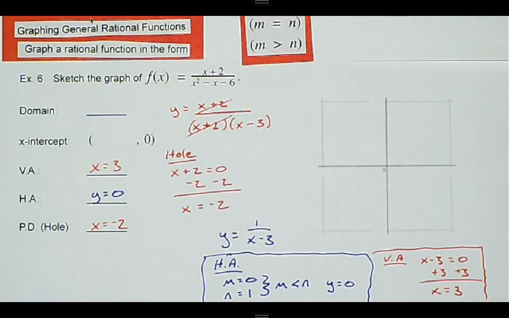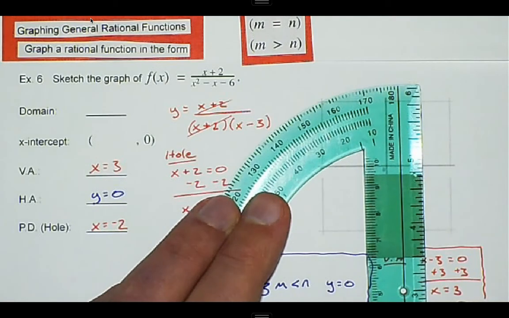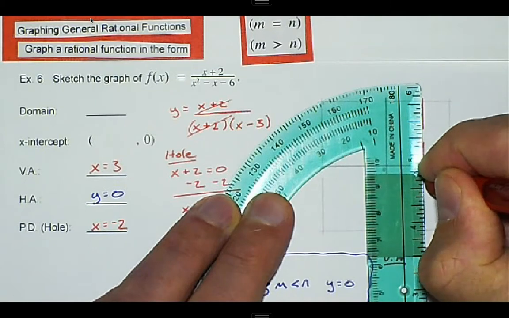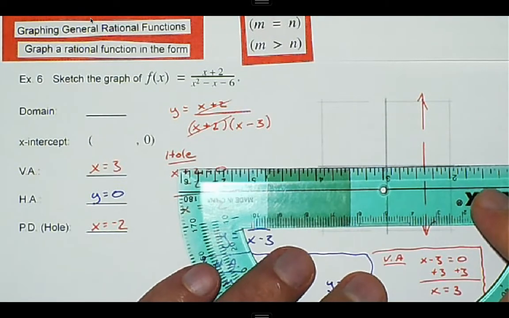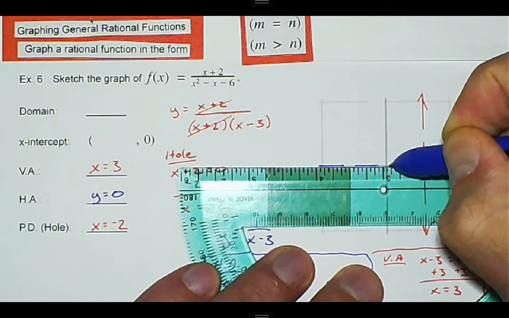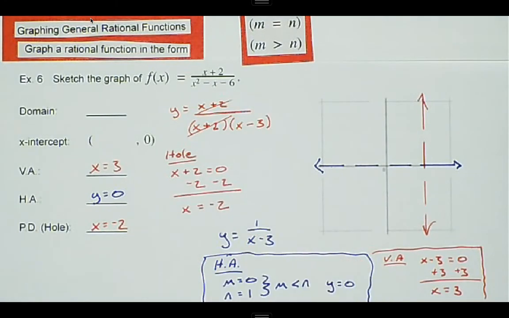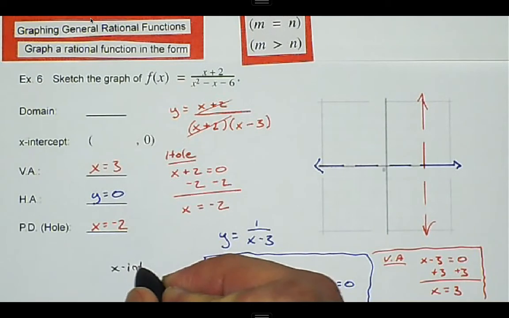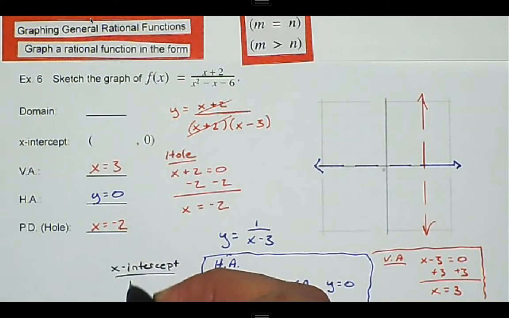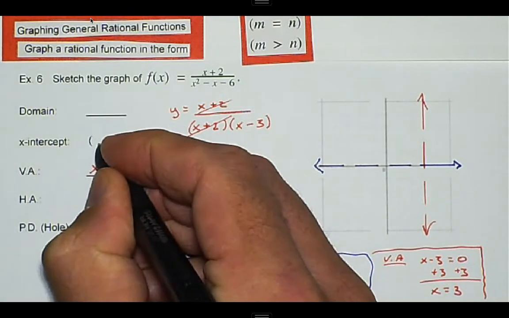So we can go ahead and graph those. x equals 3 is a vertical asymptote, and y equals 0 is our horizontal asymptote. We already calculated our hole at -2. We can check our x-intercept. So in this case, we're going to keep using our function. So x-intercept. When is 1 equal to 0? That doesn't happen, so there is no x-intercept.